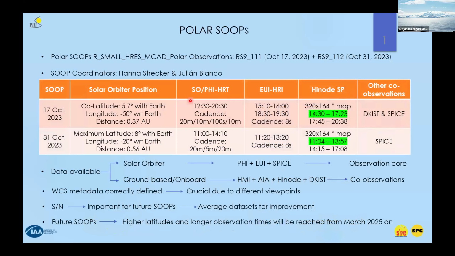Okay, first I want to present briefly the polar SUP, that is the Solar Orbiter Operation Plan that we had in October 2023. It was divided in two days, one on the 17th and one on the 31st, which coordinators were Hannah Strecker and Julian Blanco. And in this table, I just summarize briefly the main characteristics of these SUPs.